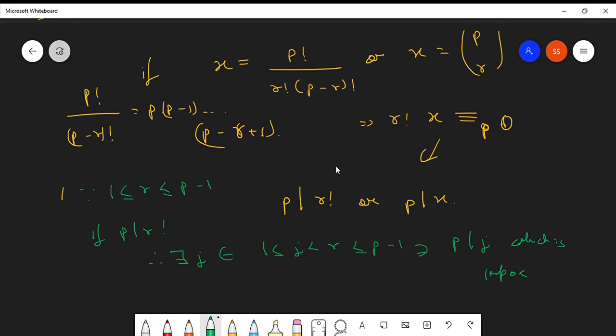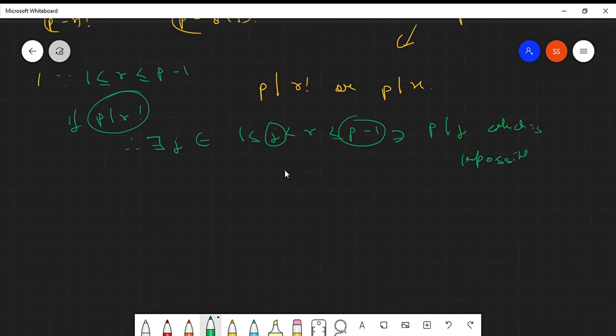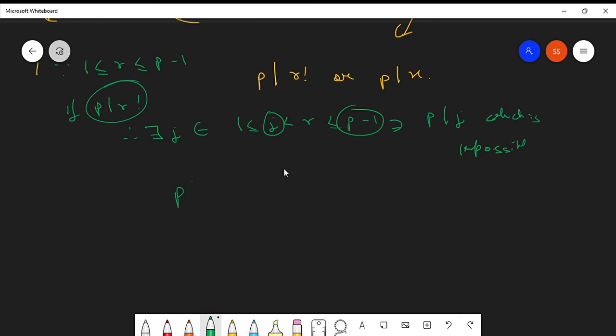The reason being, j is less than p minus 1, so j is actually less than p. Since j is less than p, you cannot divide j by p. Clear? So this portion is impossible, therefore p must divide x. Or we get that p must divide pCr, or pCr is congruent to 0 mod p.